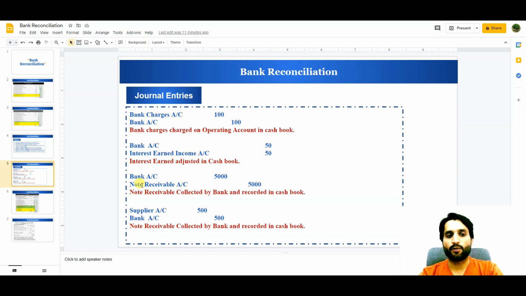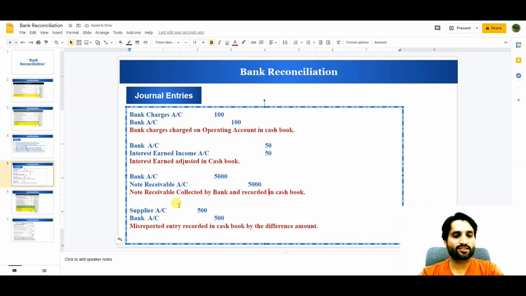The next entry we pass is bank account debit with 5,000 and note receivable account credit. This is our earning and an income. So the note receivable collected by the bank is recorded in the cash book by making this journal entry.